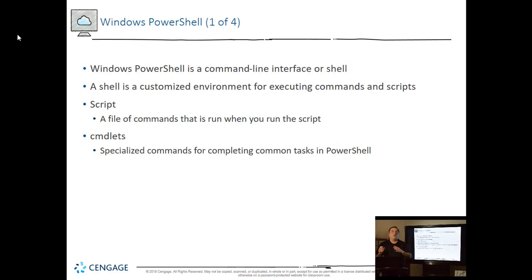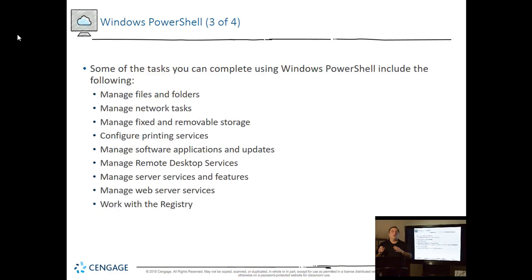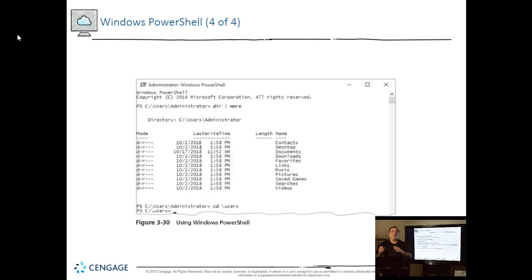So Windows PowerShell, as we mentioned in Module 1, is a command line interface or shell, a customized environment, and it runs basically scripts. It runs PowerShell scripts, and these scripts are sometimes referred to as cmdlets. Some of the tasks that you can do in PowerShell, as you see here: you can basically do anything that you can do in the GUI, but you can do more of it. There are more switches, more options, and a lot of commands that are not available in the GUI at all. So PowerShell is far more powerful than any graphical user interface because of that.